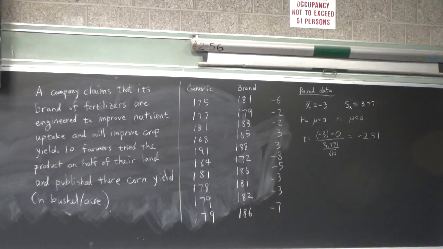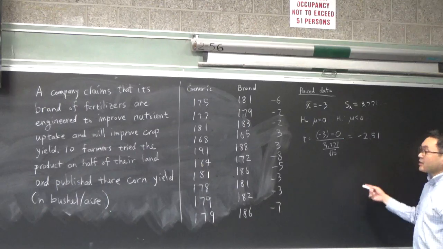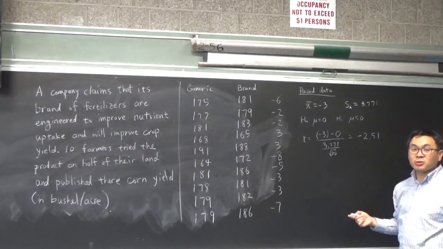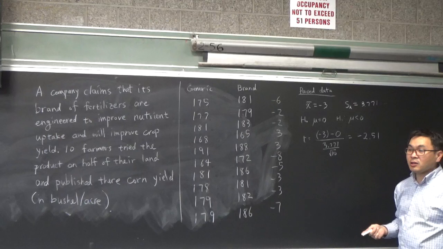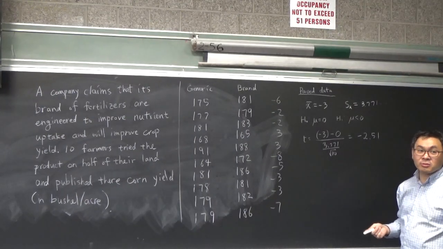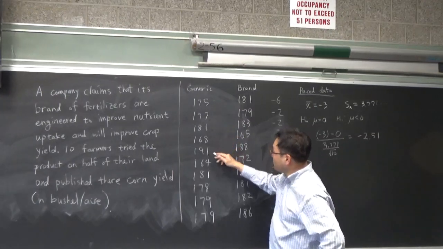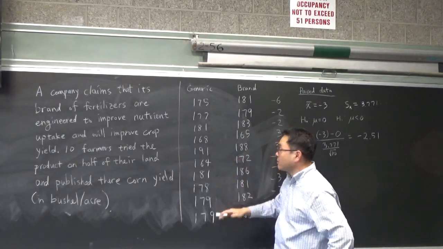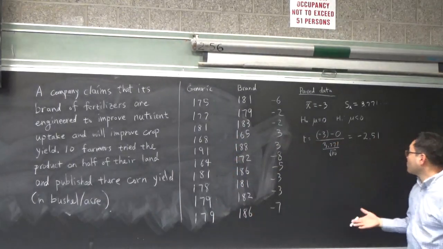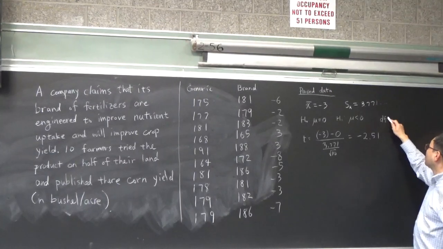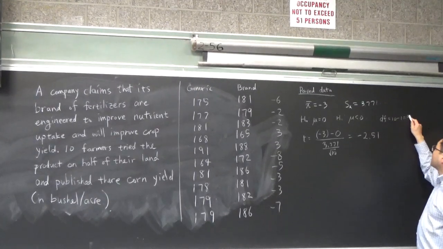All right. So using a calculator, you can get that, and now you go look at the t-table. But the t-table requires degrees of freedom. What's the degrees of freedom? 9. We have 1, 2, 3, 4, 5, 6, 7, 8, 9, 10. 10 data points minus 1, so degrees of freedom would be 10 minus 1, which is 9.